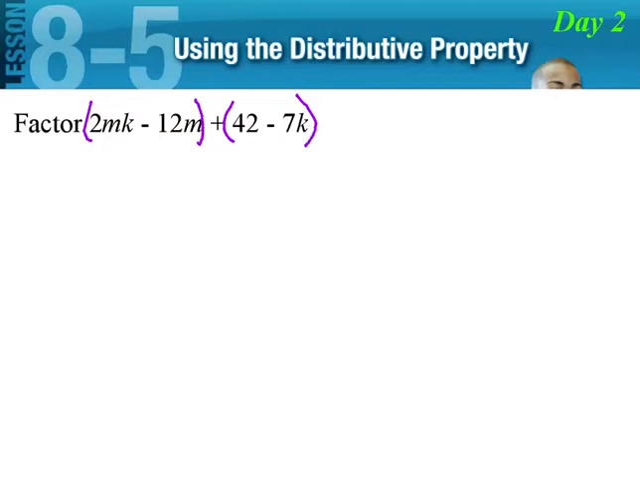So what I'm going to have to do here is rewrite things a little bit. I'm going to go ahead and leave my first grouping the same. So I'm going to leave 2mk minus 12m, and that's going to be my first group. And that shouldn't be a problem.